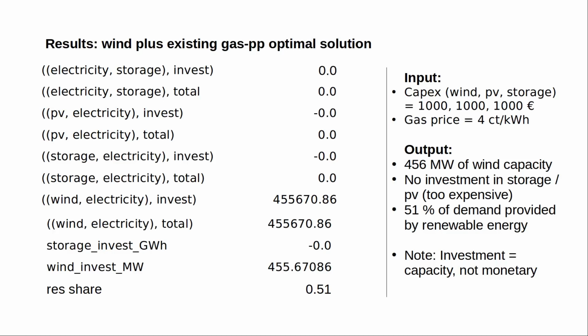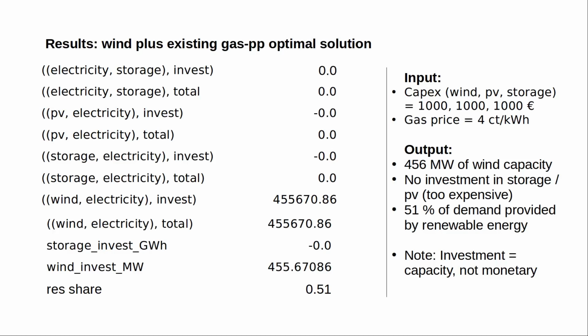If we run it with the standard parameters, meaning 1,000 euros per kilowatt of wind, 1,000 euro per kilowatt of PV, 1,000 euro per kilowatt hour of storage, and a gas price of 4 cents per kilowatt hour, we are seeing that the optimal output is to install 456 megawatt of wind capacity.